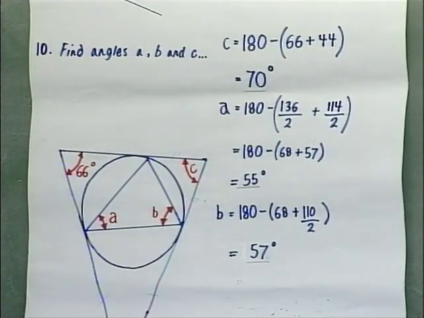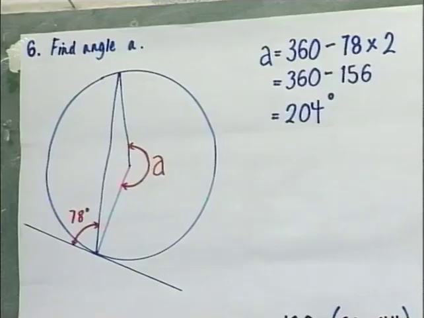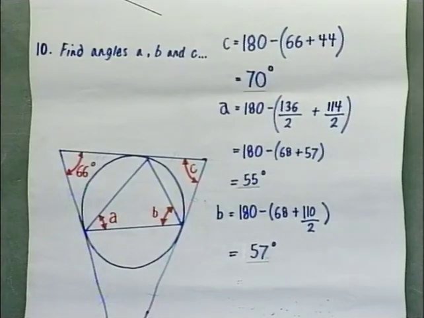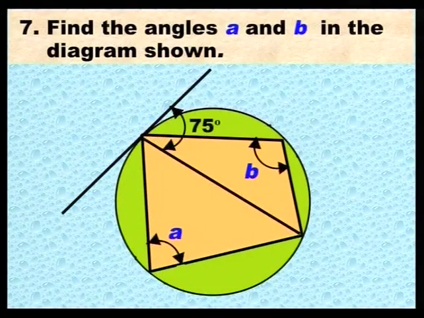Well done. Okay, good. Well done, group 3, is it? Group 3, okay. Question 6A is 204 degrees, number 10, C is 70, A is 55, and B is 57 degrees. They've explained it very well. Next group is doing question 7 and 9, okay. Group 4.